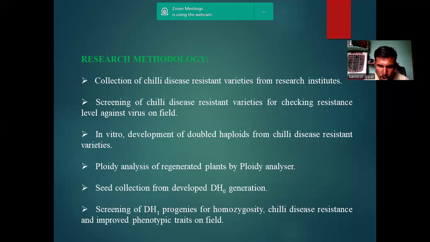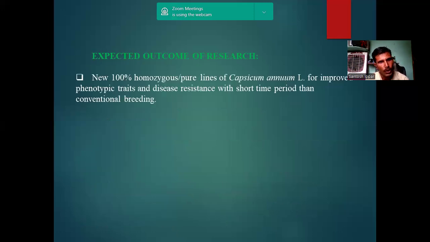Screening of DH1 progenies for homozygosity, chili disease resistance, and improved phenotypic traits on the field. So this will be the expected outcome of our research topic.